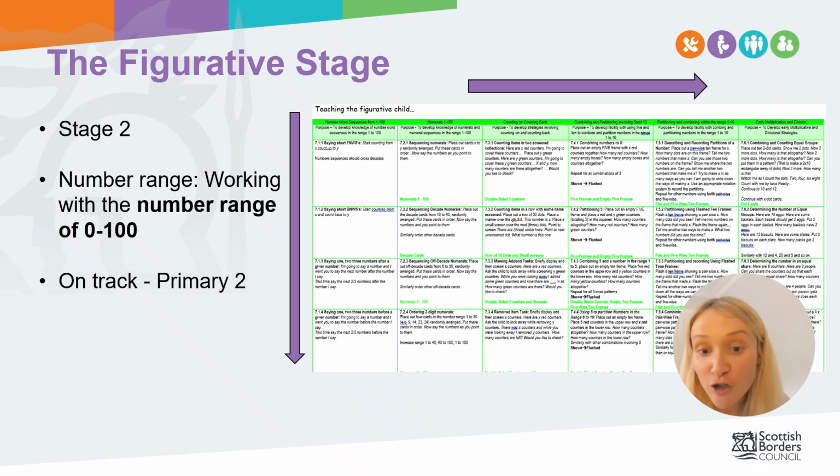Similarly to our first two levels, there is 6 different domains, and you will notice that the structure is really similar. So domain 1 is your kind of forward and backwards counting sequences, but now our number range is extended. So rather than just working to 30 that we were working in the perceptual stage, we've now extended that range to up to 100.